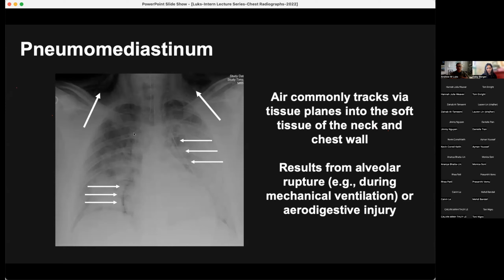Now that air, once it gets into the mediastinum, can easily communicate through tissue planes and get up into the patient's neck. So whereas the soft tissues look nice and homogeneous and white on the left and right side of this patient's chest, if you notice here, there's a lot more darkness or lucency in the neck soft tissues, and that's because of the presence of air in that location. The other situation in which you'll see this, besides alveolar rupture in a patient on mechanical ventilation, is some sort of injury to the aerodigestive tract. So trauma to the esophagus, or trauma to the upper trachea or main stem bronchi.